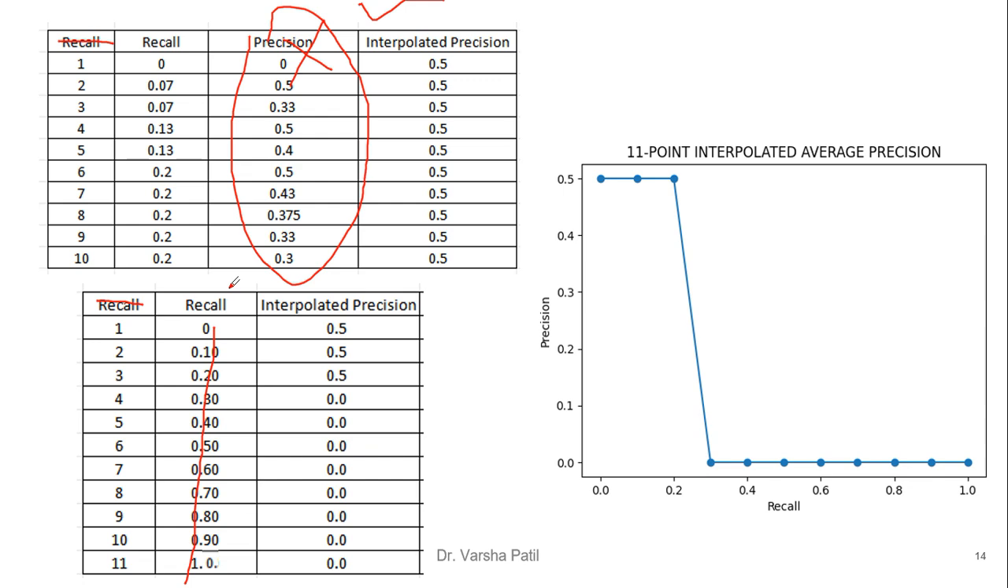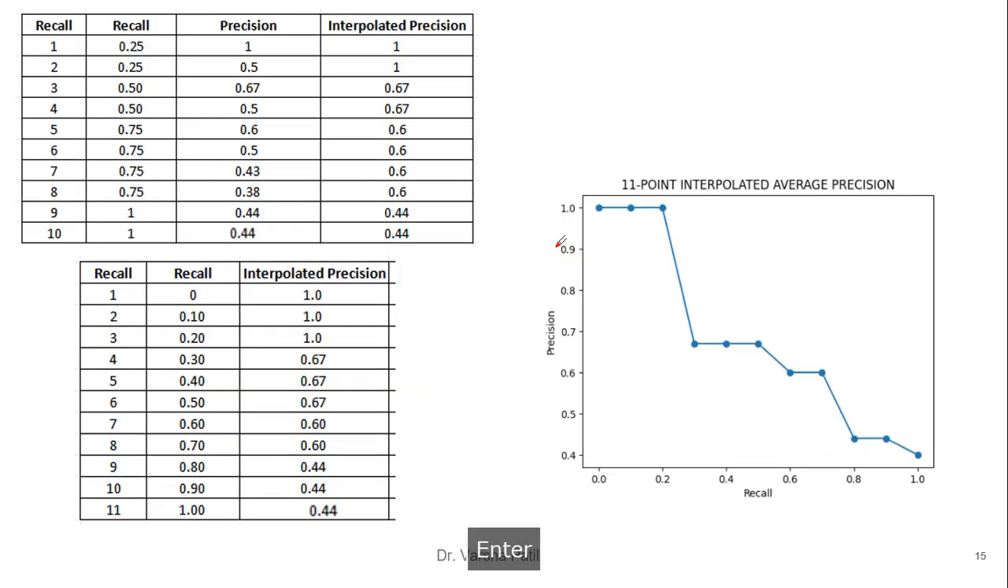So in this way we can write down the values in the 11-point interpolated precision. Now here we can check easily. Recall is converted, this is the number, or you can say the ranking also.